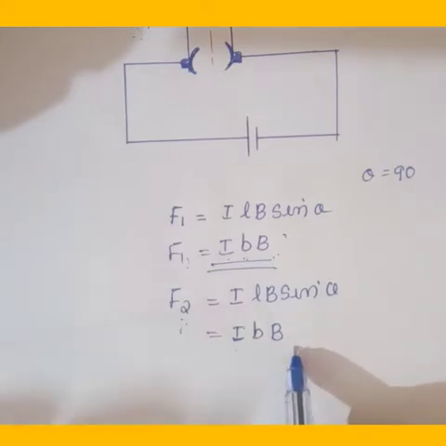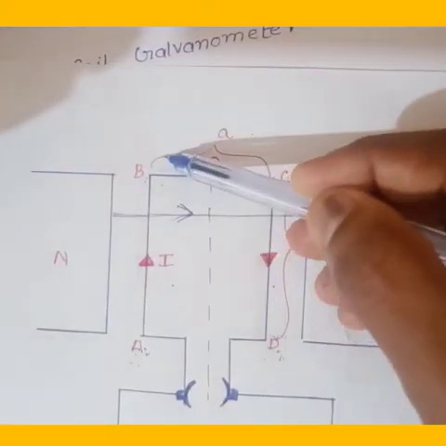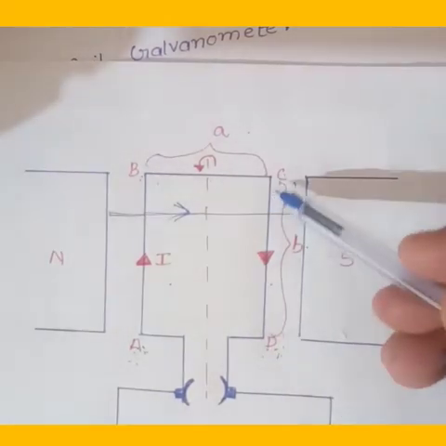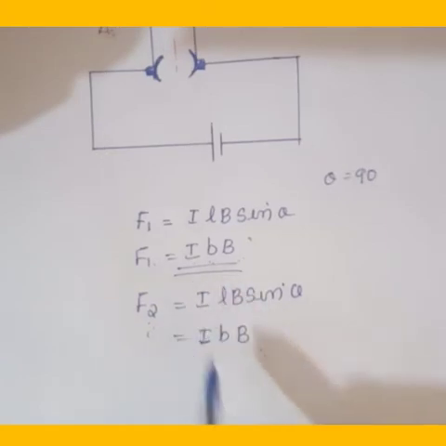Here the current in AB is in the upward direction, but in CD the current is in the opposite direction of AB. So there is no net force. It exerts only torque, that means rotational motion.